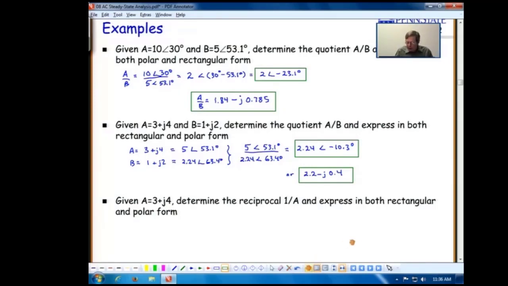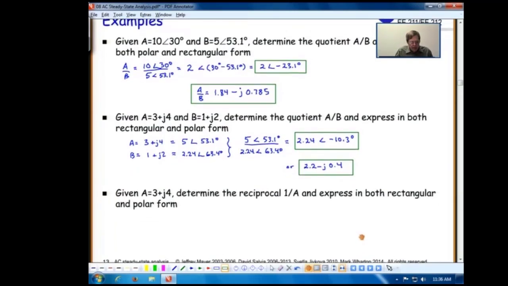All right, now I'd like you again to pause the video and do the last problem. However, let me give you a little hint first. If you're taking the reciprocal of a number, you don't take the reciprocal of the real part and then add to it the reciprocal of the imaginary part. What you need to do is take the reciprocal of the entire number. So you might consider converting 3 plus j4 into polar form and then taking 1 over it. So go ahead, pause the video and try that problem.